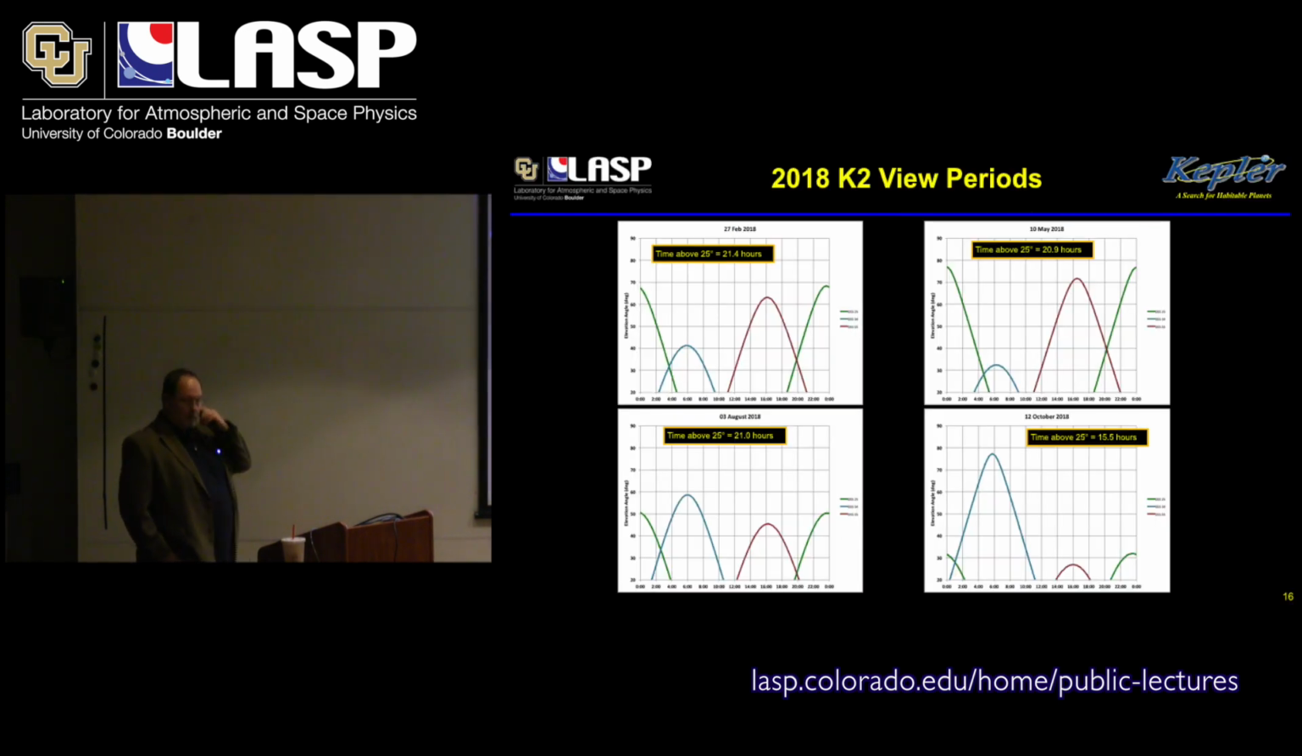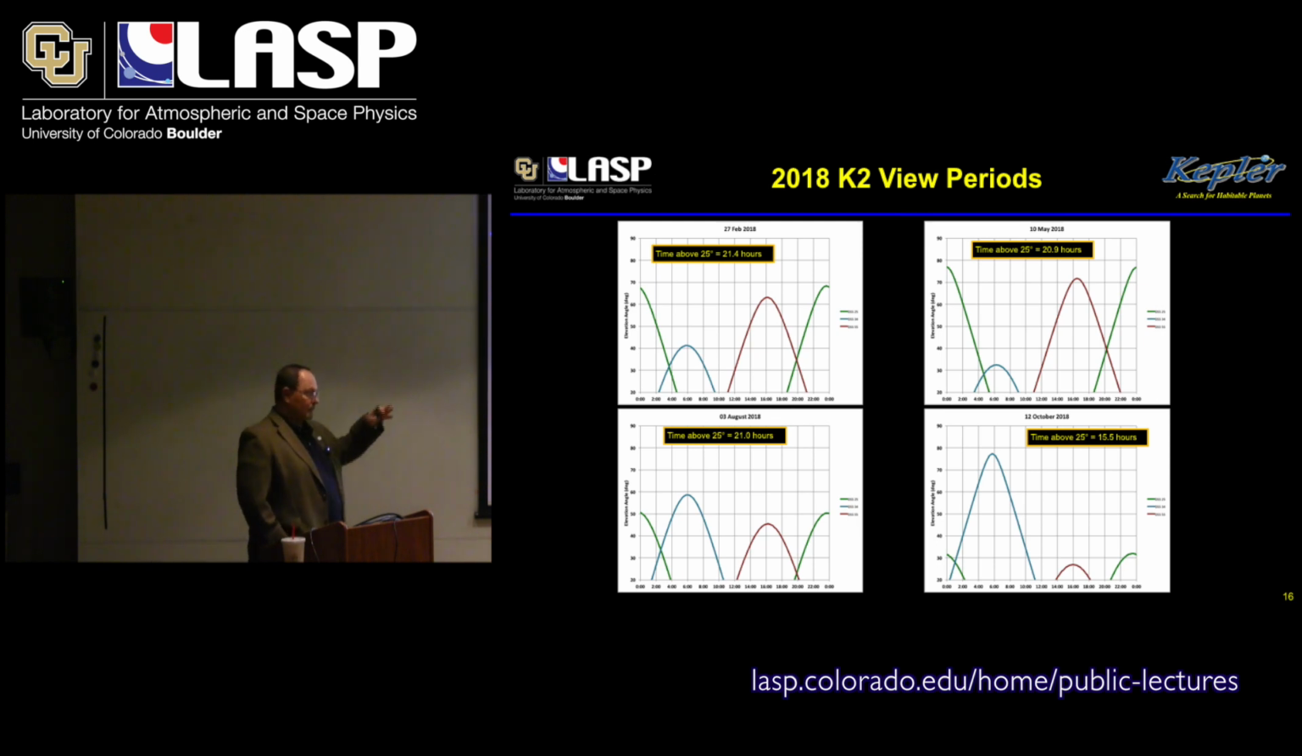The view periods for each one of the sites at the DSN is labeled here. This is basically February, May, August, and October. And so this kind of shows you the seasonality. If we just pick out one, say the blue one, which is Canberra. There it's cyan, Canberra, cyan, okay.